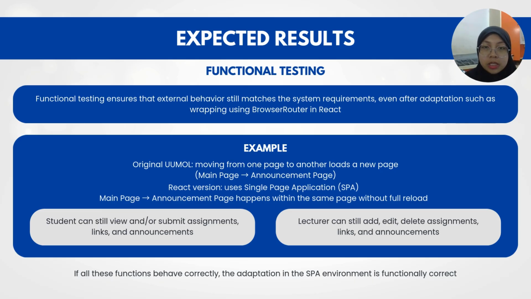So we start with the functional testings that ensure the external behaviors still match the system requirements even after adaptation. For example, wrapping using browser router in React. From the UML, we will load a new page, like moving from one page to another page. Then if we use the React version, we will use the single page application, which is the SPA, where it happens within the same page without a full reload.